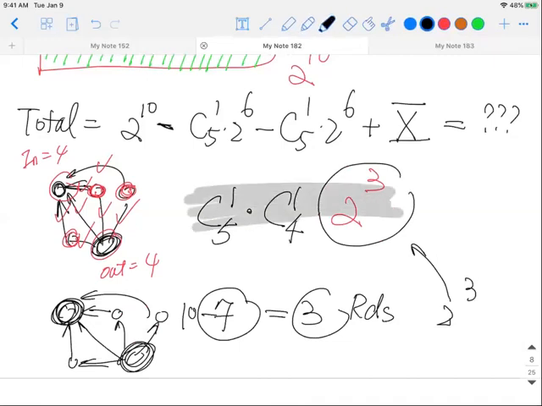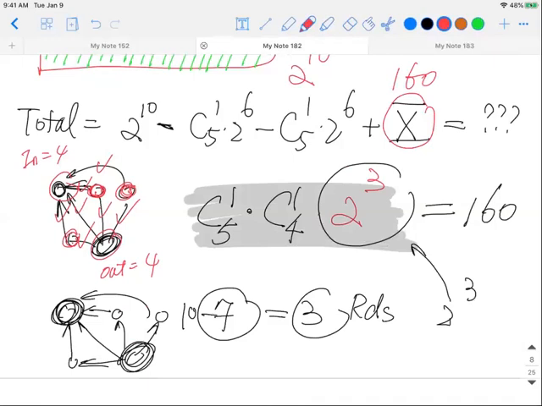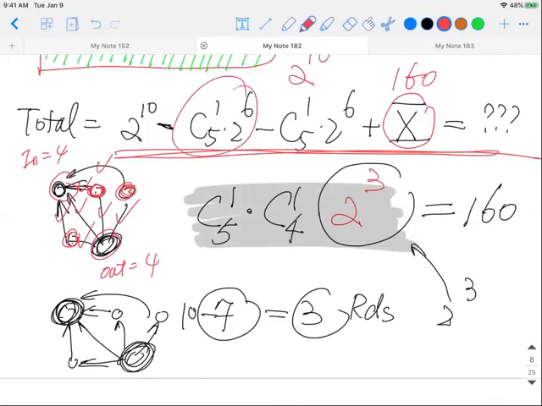Let's do the counting from the roads' perspective. You have 3 roads remaining, and you don't care about the direction, so it's 2 to the power of 3. That gives you 160. So the total number is 2 to the power of 10 minus in degree 4 minus out degree 4 plus back in degree 4 plus out degree 4. You're going to have the correct answer, 544. This is the solution for this problem.